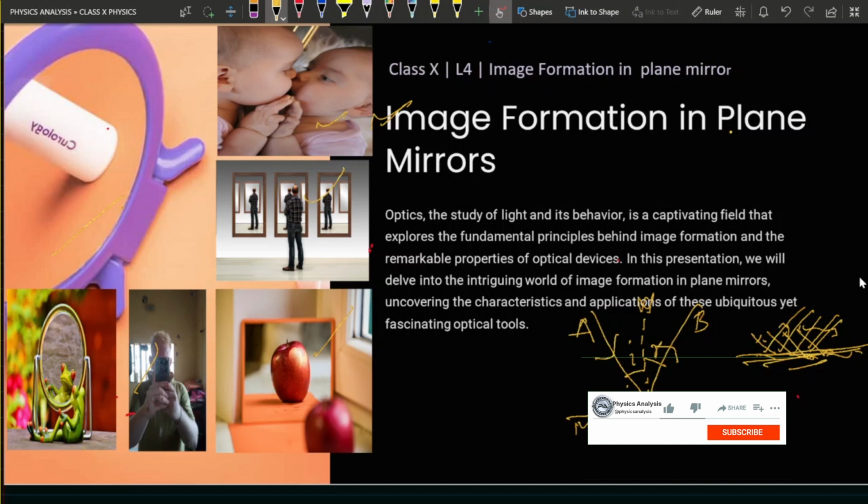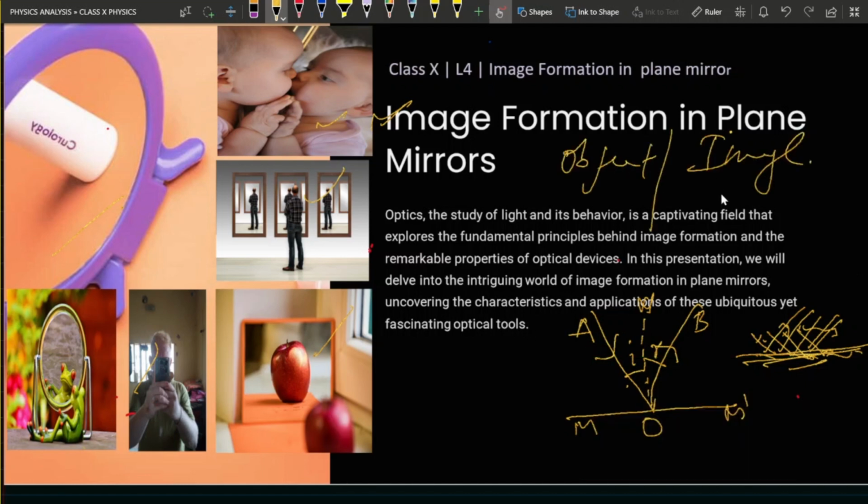Something I would like to indicate to you about object and image: what does the image mean? The image means the meeting point of reflected rays. Suppose this is the mirror, and before this mirror one object is there. We are getting an image of this object.